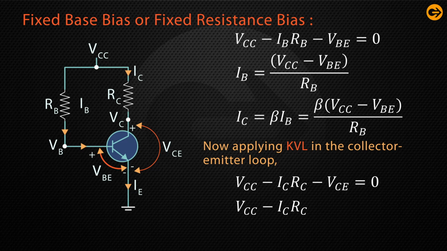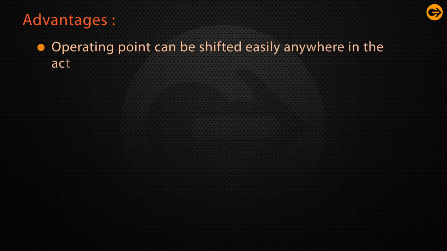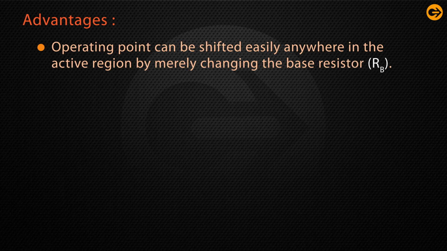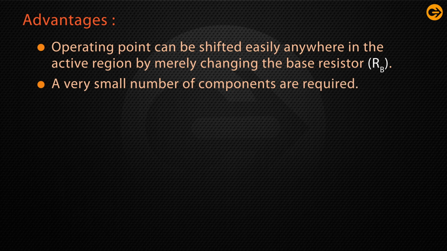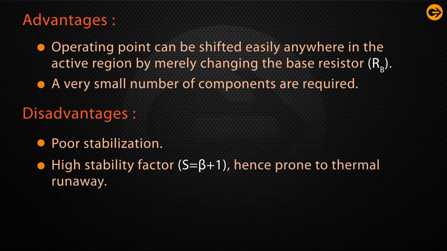Now let us discuss the advantages and disadvantages of the fixed biasing of a transistor. Advantages. Operating point can be shifted easily anywhere in the active region by merely changing the base resistor RB. A very small number of components are required. Disadvantages. Poor stabilization. High stability factor, that is S is equal to beta plus 1, hence prone to thermal runaway.